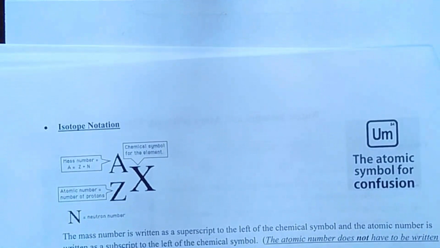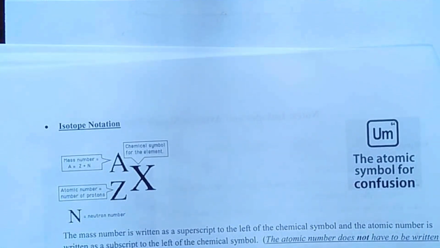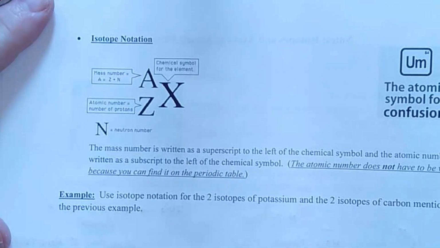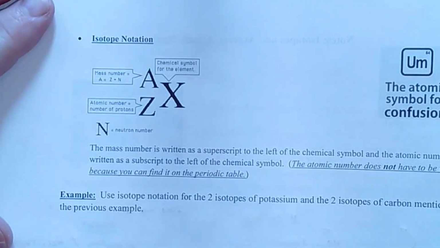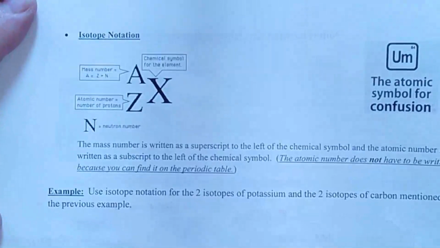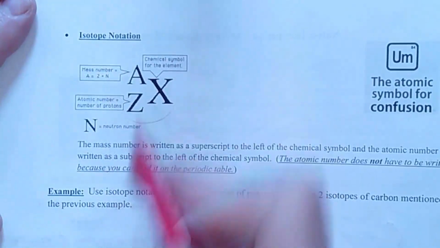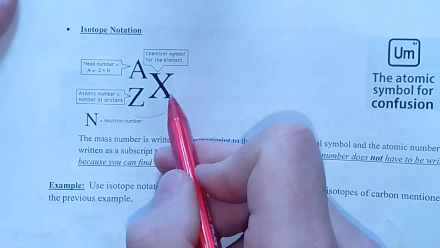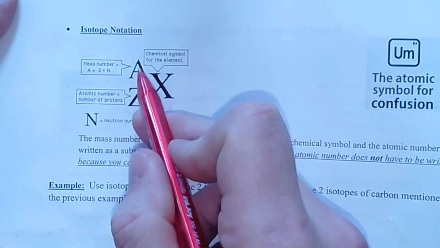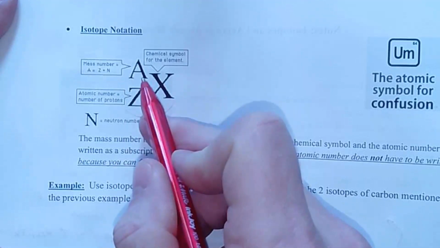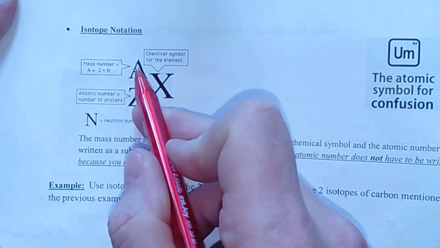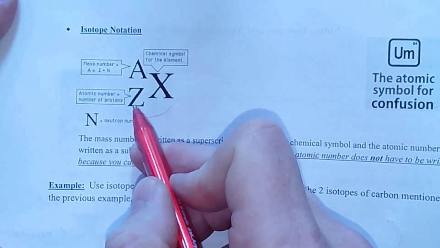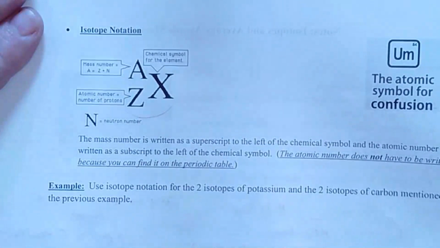Now, I want to talk about isotope notation. It's just a condensed way to, instead of writing out carbon 12 or potassium 39 or potassium 40, there's a condensed isotope notation given this way, where X represents the symbol of the element, and then you put the mass number up top as a superscript in front, and then the atomic number is a subscript in the lower left corner.